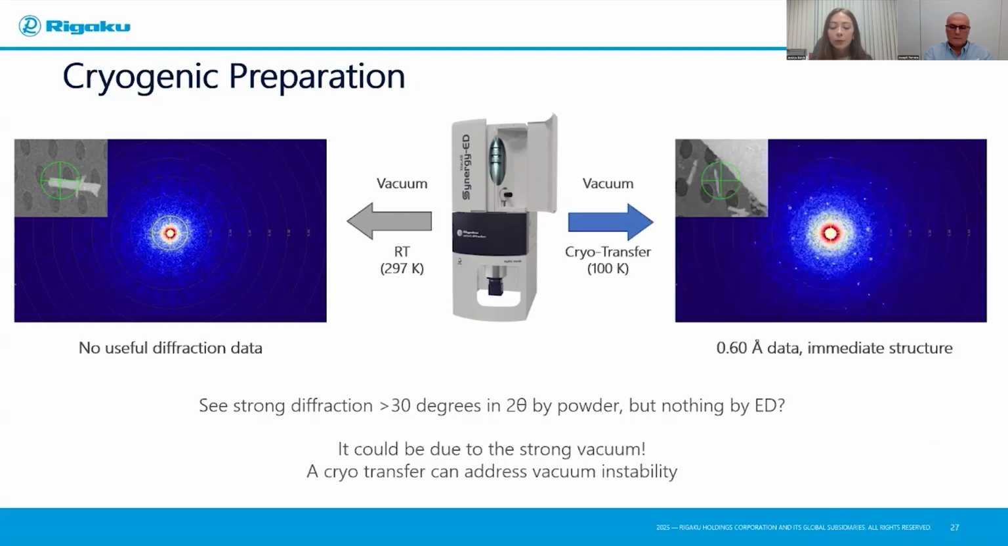And we have a way to mitigate this by actually cooling the samples before we expose it to vacuum. So this can prevent the loss of solvent through desolvation in a strong vacuum environment. And so you can take a sample where you see no useful diffraction data at room temperature, and simply by cooling the sample before you insert it, you can get high resolution data and solve the structure.